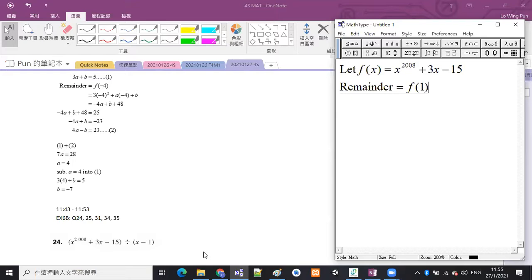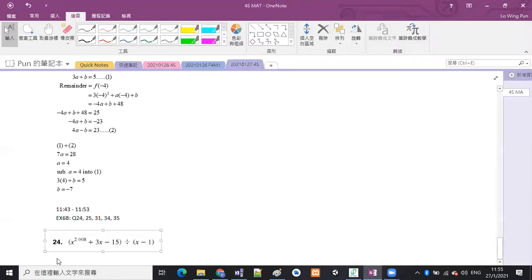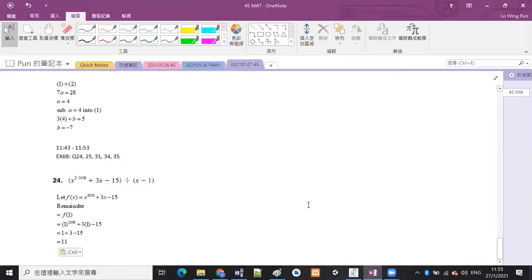So the number we need to put into f(x) will be just 1. Why do this question? Because it has a 2008 power, but I want you to know that any power of 1 is just equal to 1. Okay, it's 1 plus 3 minus 15. So that should be equal to 11. So this is actually not difficult at all.